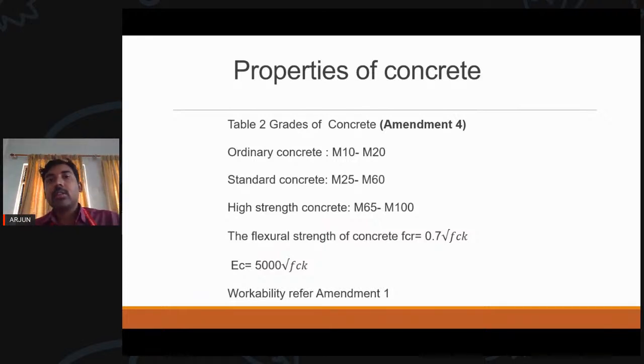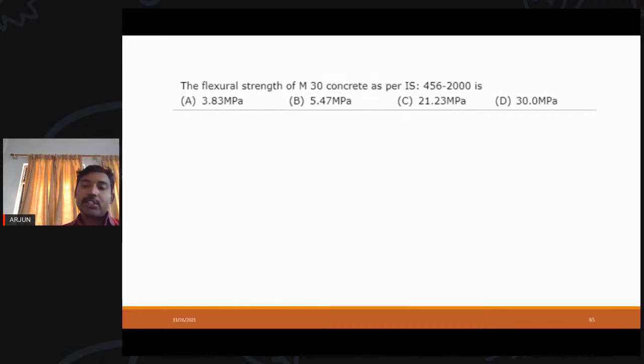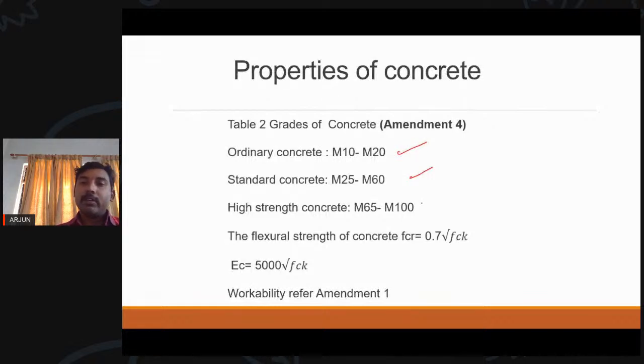So moving on, very important properties of concrete as per IS 456. As per IS 456, ordinary concrete means grades between M10 and M20. Standard concrete means grades between M25 and M60, and high strength concrete is nothing but grades greater than M65 up to M100.